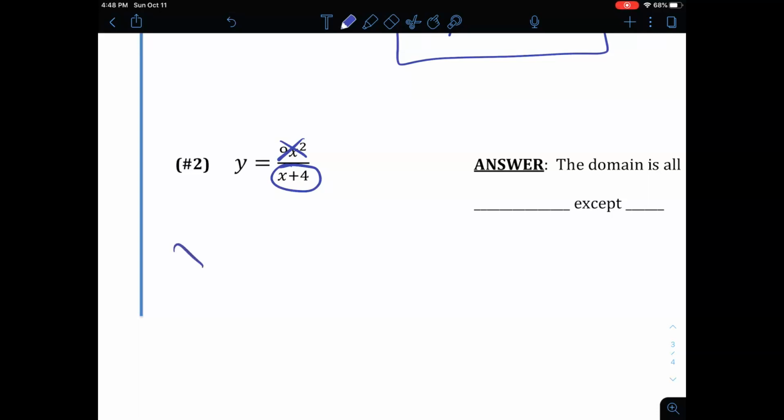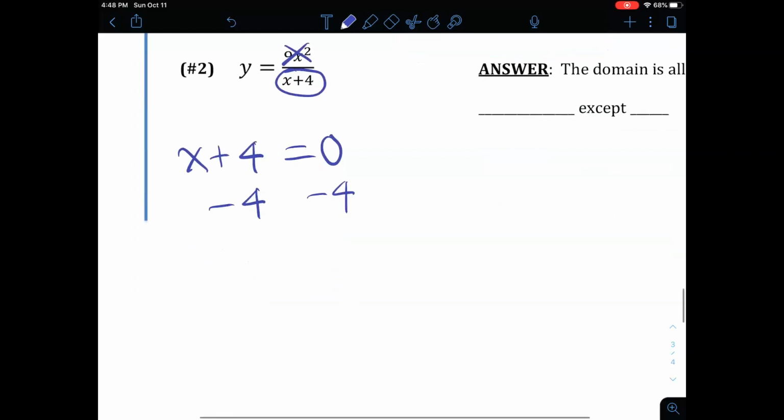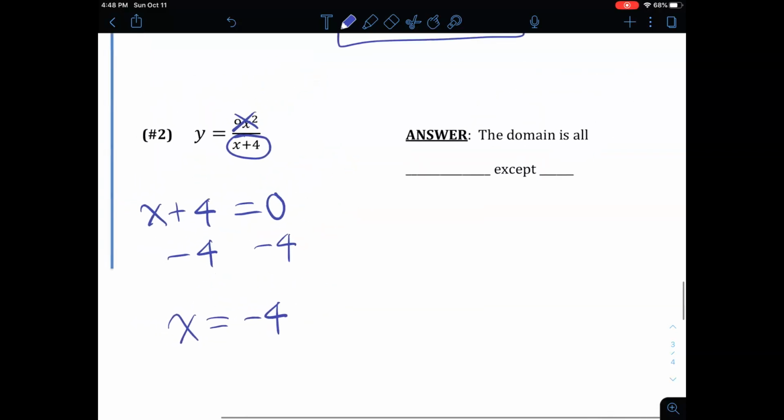You're going to do the bottom, which is x plus 4. Set it equal to 0, and then you're going to have to solve or think it through. So what number plus 4 is going to equal 0? Well, hopefully you can guess it's going to be -4, or how would we solve this? If we were solving x plus 4 equals 0, we would subtract 4 from both sides, right? So what would make this denominator equal to 0 is -4. So our answer, the domain can be all real numbers, a double R, except -4.